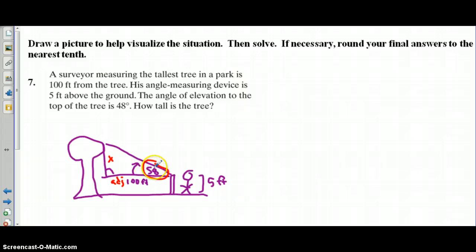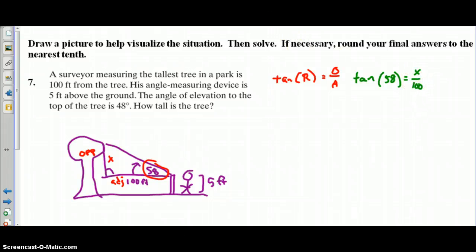And so using our right triangle trigonometry, we have the opposite side, which is unknown, the adjacent side of 100, and so we can use the tangent function. So the tangent of an angle is again equivalent to the opposite over adjacent. And so if we substitute in what we know, we have the tangent function. Our reference angle is 58 degrees. The opposite side is unknown, so that's x. And the adjacent side was 100.